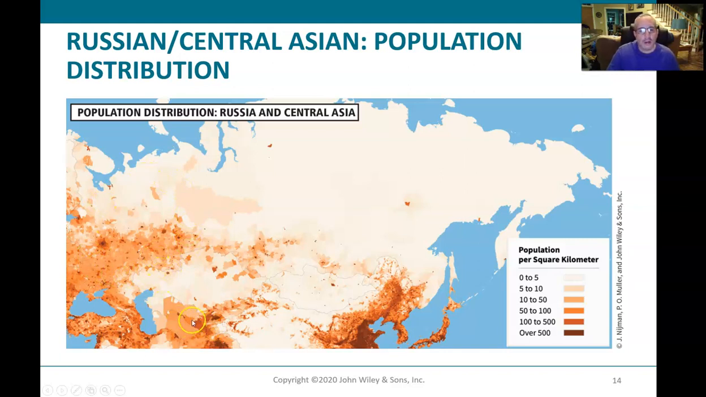As you come down here, you get some more population in your Central Asian countries. Kazakhstan has some regions that are larger. You see the Caucasus states down here. Armenia, Azerbaijan, and Georgia have a little bit higher population densities. Now that doesn't mean they're just packed with people. That just means they have more people living per square kilometer than you're going to see in much of Russia right here.